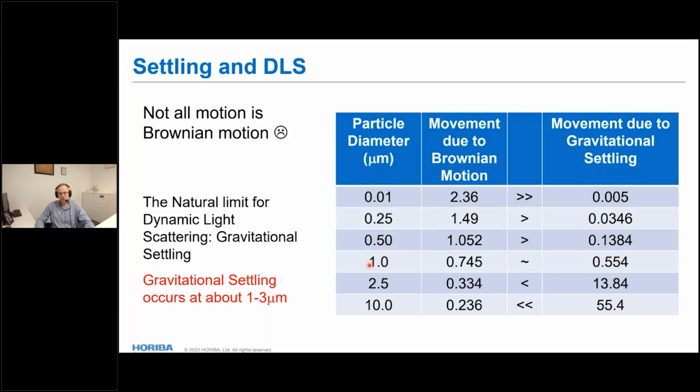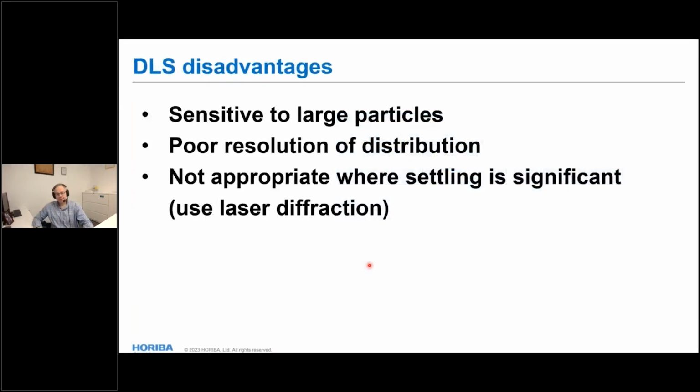I'll often shift to laser diffraction, even if the instrument can be beaten into submission to do it. It's just a whole lot more fun to do laser diffraction. So, some closing comments.